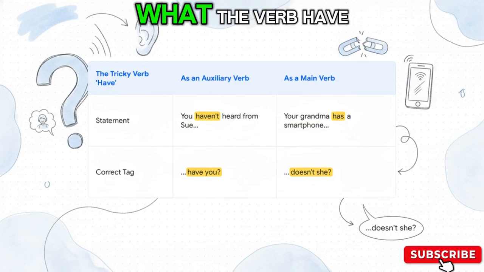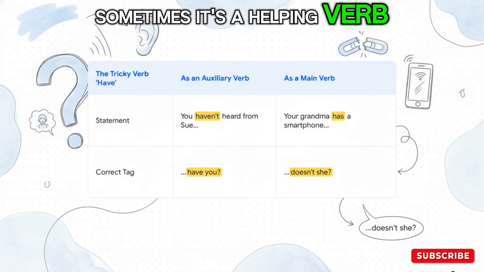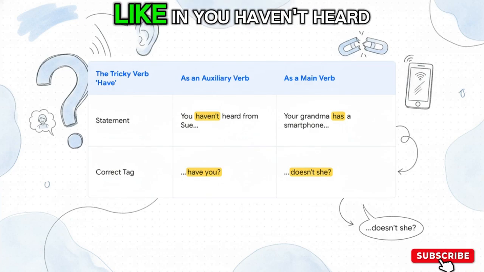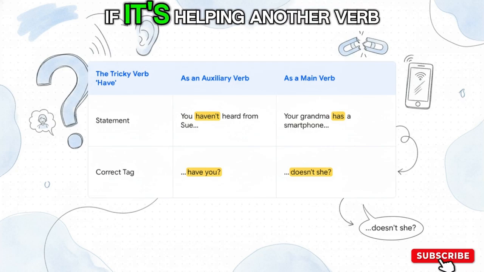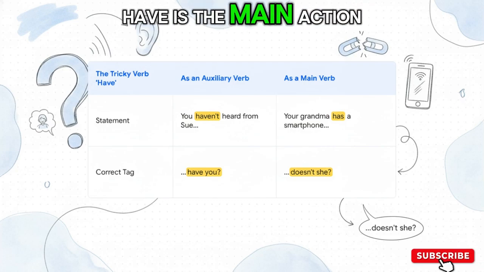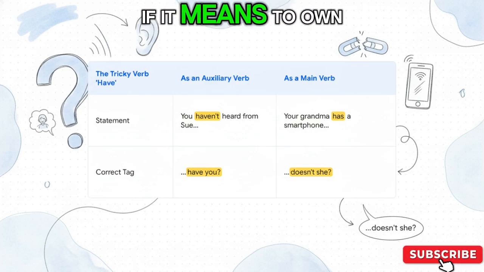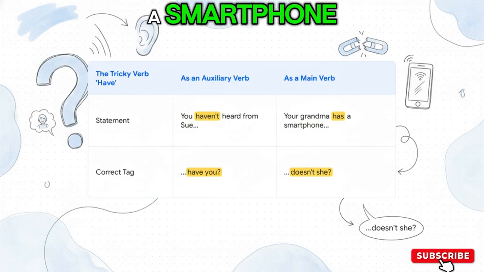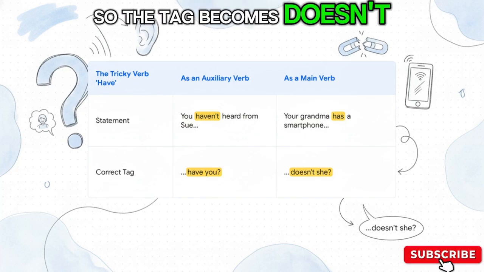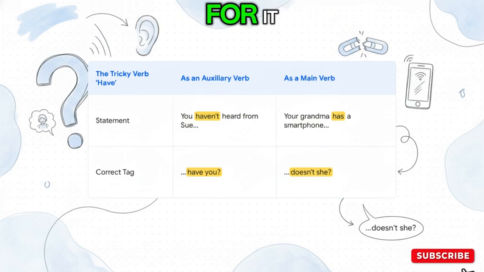Now, you've got to be careful with the verb have. It's a bit of a shapeshifter. Sometimes it's a helping verb and sometimes it's the main verb. If it's helping another verb, like in you haven't heard, you just use it again. Have you? Simple. But if have is the main action, if it means to own or possess something, like in your grandma has a smartphone, then you have to use do or does, so the tag becomes doesn't she? This one is a really common mistake, so keep an eye out for it.